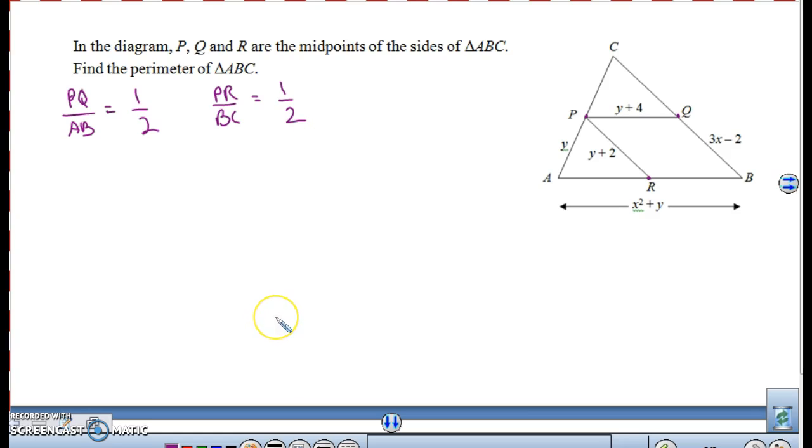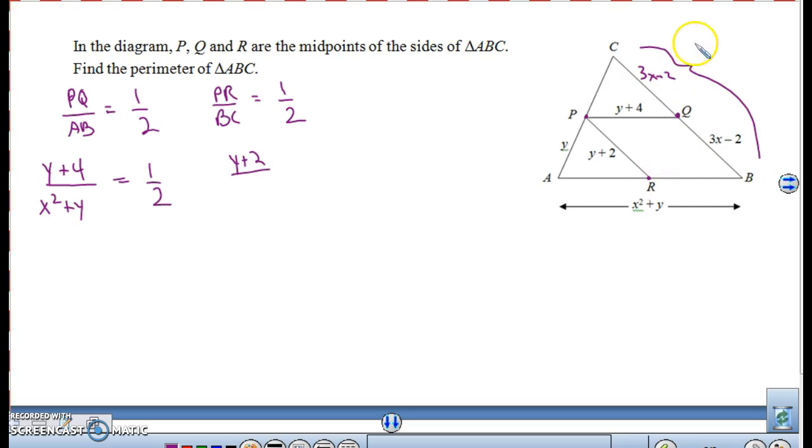So let's take a look at our values and see if we can figure out what X and Y are now. So we know PQ is y plus 4, and AB is x squared plus y. And that's in a ratio of 1 to 2. And then PR to BC, PR is y plus 2. BC, all right, now remember this is a midpoint, so that means this is also going to be 3x minus 2, making BC 6x minus 4. Make sure you get the whole side there, is equal to a ratio of 1 to 2.